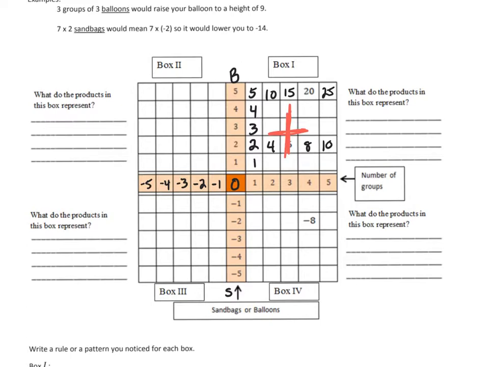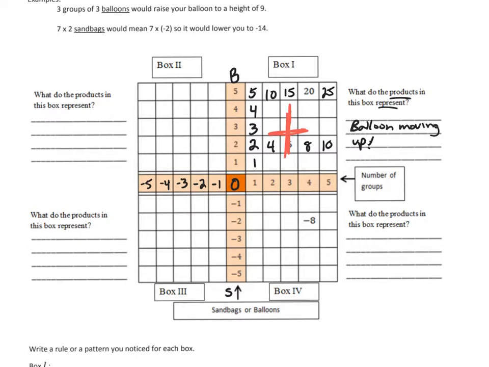So you need to fill something in here. What do the products in the box represent? The products are all positive. The products in the box represent moving up, positive, going up because you're adding balloons. So what do the products in the box represent? They represent the balloon moving up.